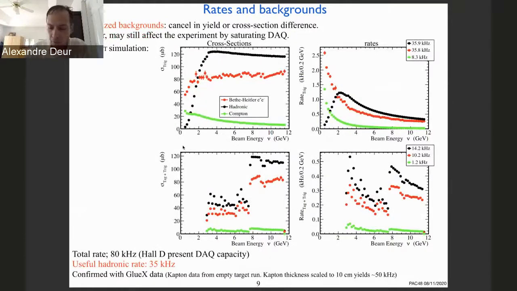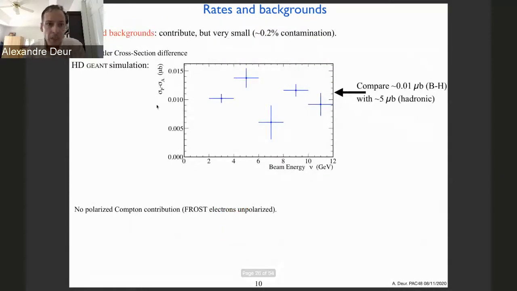And these numbers were confirmed with the real data from the GlueX run. In contrast, the unpolarized background could contaminate the signal, but it turned out those contributions are very small. We simulated the Bethe-Heitler cross-section difference using the same simulation, and we found that the cross-section difference is about 0.01 microbarn, to be compared with the 5 microbarn expected for our hadronic signal. So the contamination would be at the sub-percent level, and there will be no polarized background from the Compton reaction.